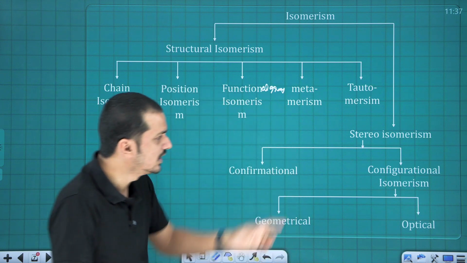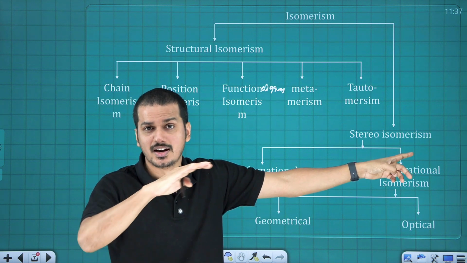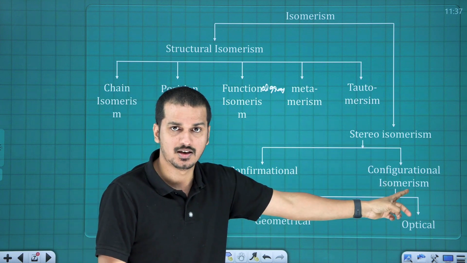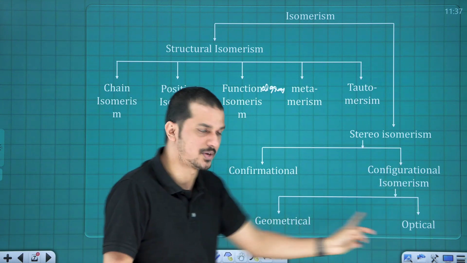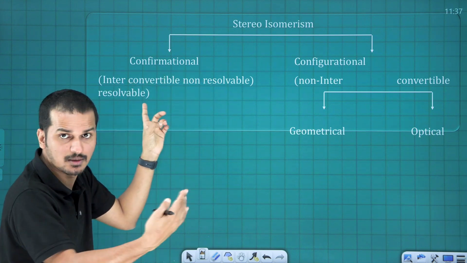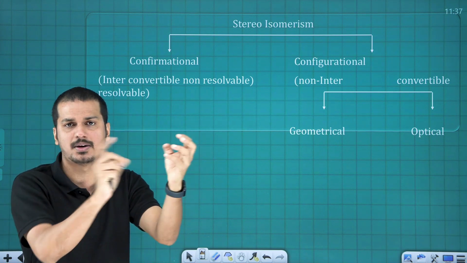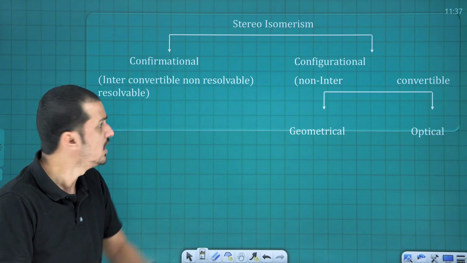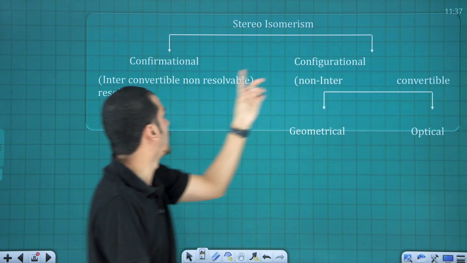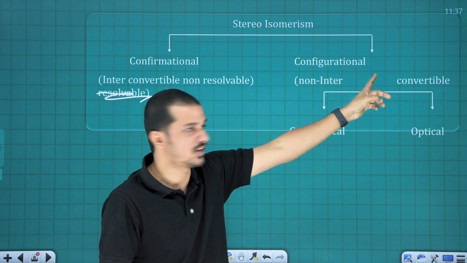Next, stereoisomerism. They have the same molecular formula but different stereo aspects, that means different spatial arrangement. It may be of two types, conformational as well as configurational. Configurational is again of two types, geometrical and optical. Conformational isomerism means interconvertible and non-resolvable. At room temperature itself, they are interconvertible because of rotation around the carbon-carbon sigma bond. Configurational isomers are non-interconvertible, but they are resolvable.